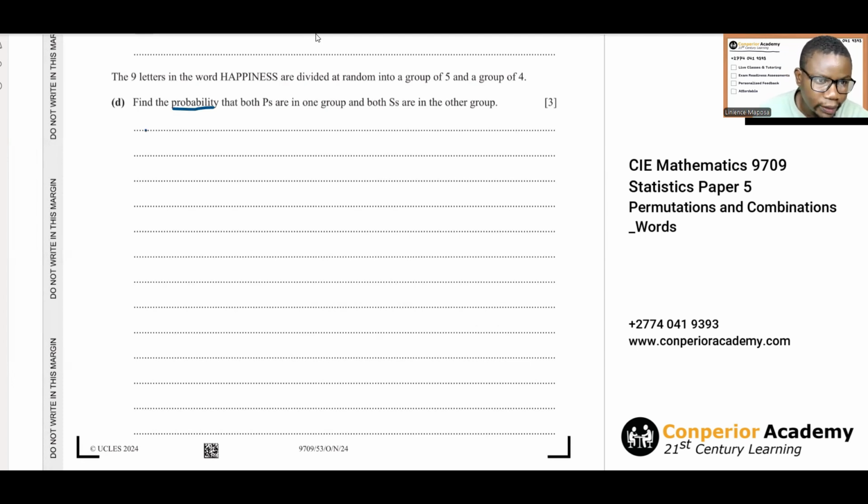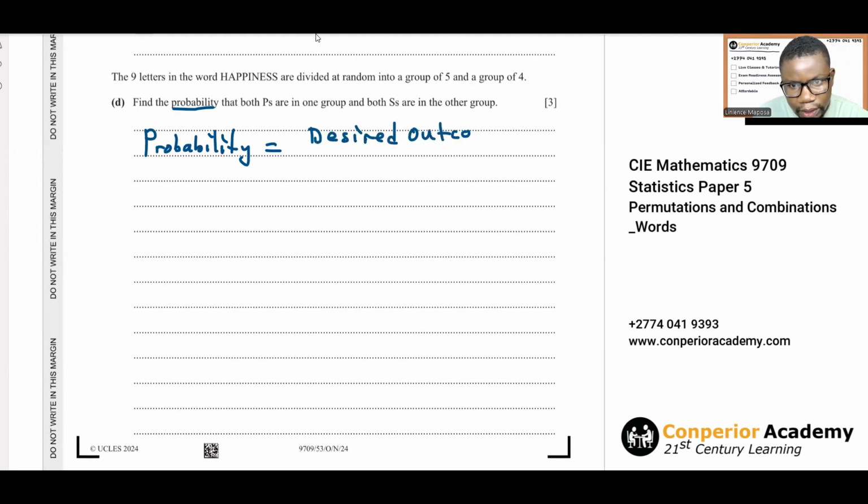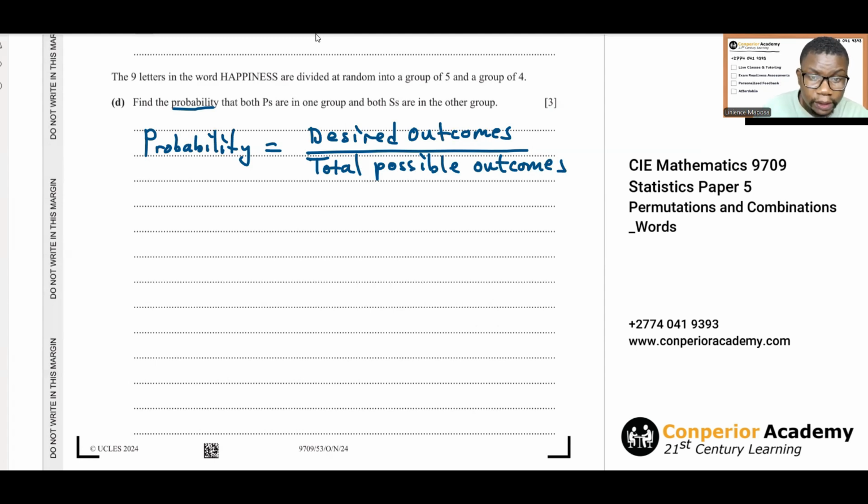So I will write here that probability is equal to the desired outcomes divided by the total possible outcomes. Okay. So I will need the total possible outcomes. I will need the desired outcomes.